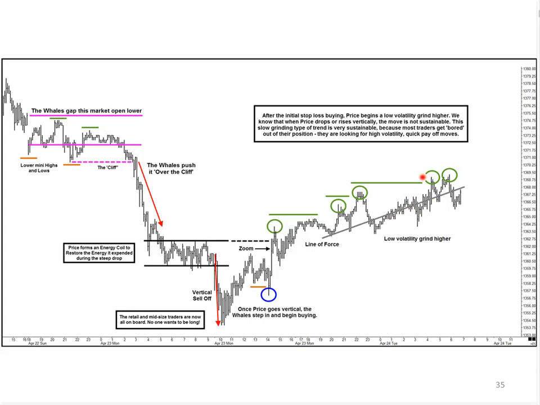So slow, sustainable grind, extremely important. And you can see me mark out the push. The push is higher, but each push just comes right back down to the line of force. Not a good thing, not a bad thing. It's just an observation.